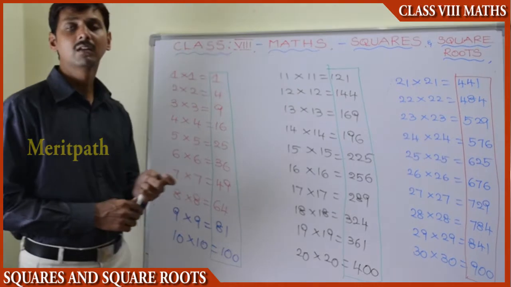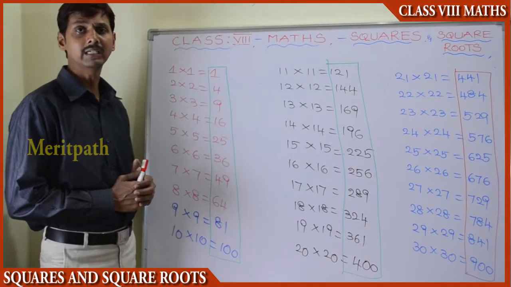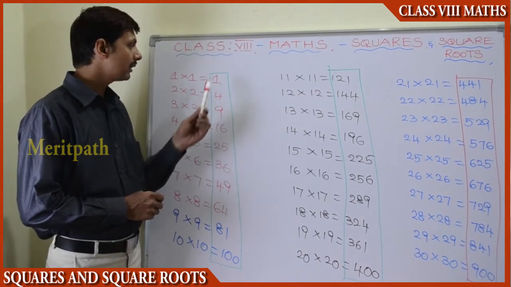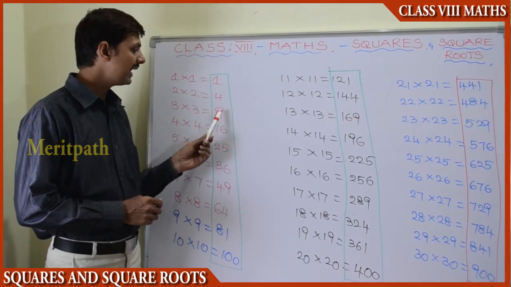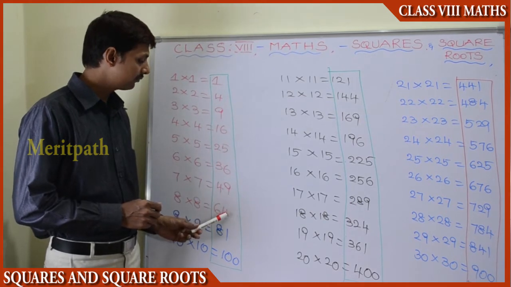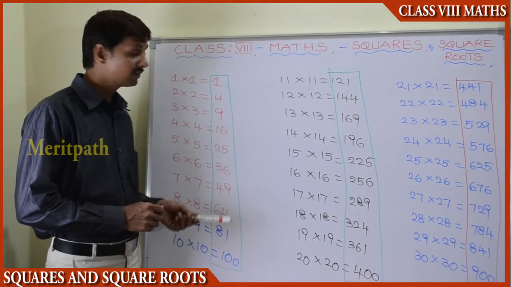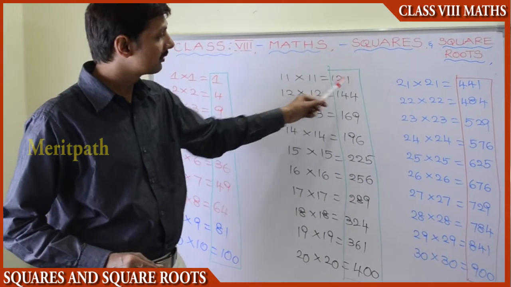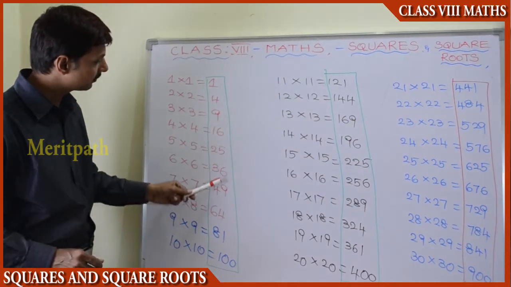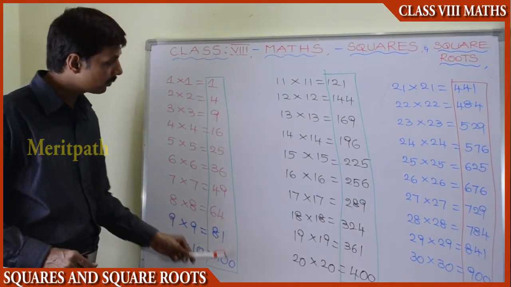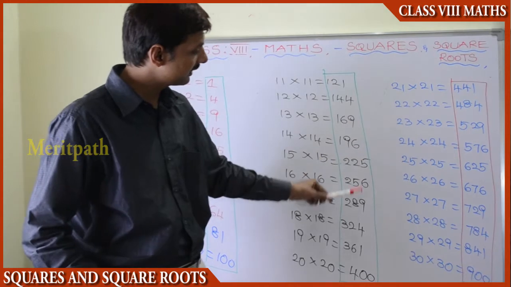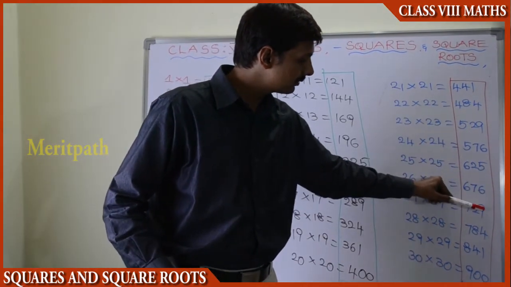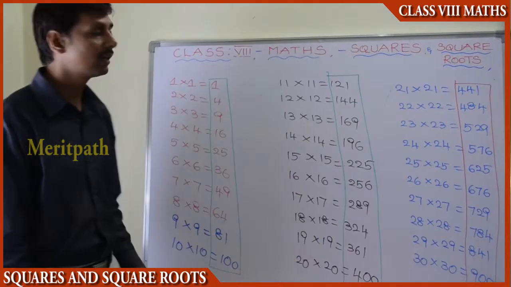Here we found the square numbers from 1 to 30, and we can observe that the unit places of these square numbers are 1, 4, 9, 6, 5, 6, 9, 4, 1, 0. The same numbers are repeating. Let's check from 11 to 20 also: the same numbers 1, 4, 9, 6, 5, 6, 9, 4, 1, 0 repeat here.